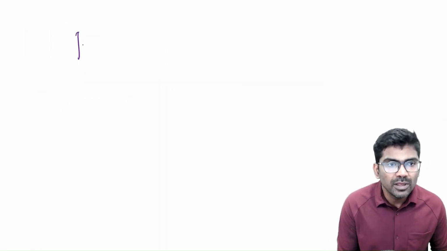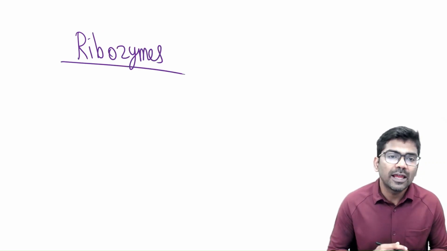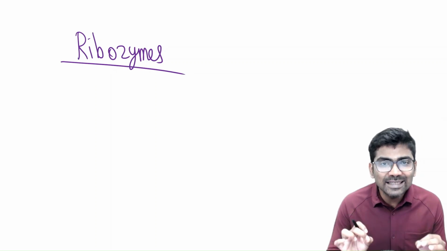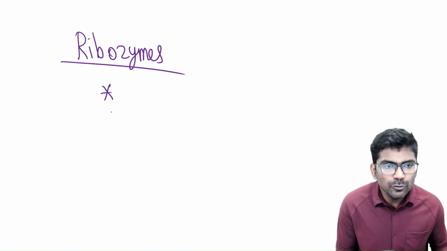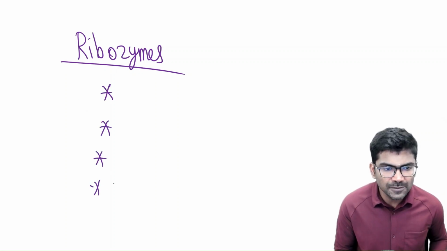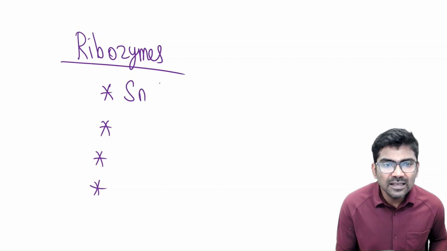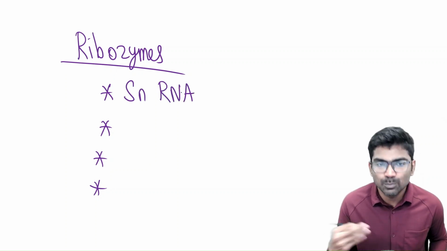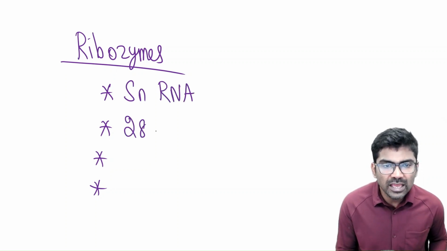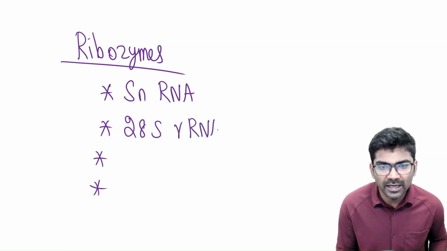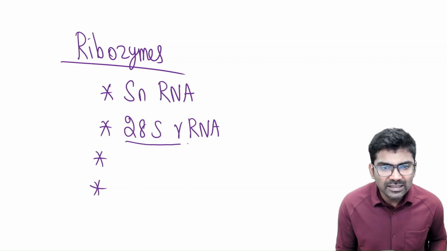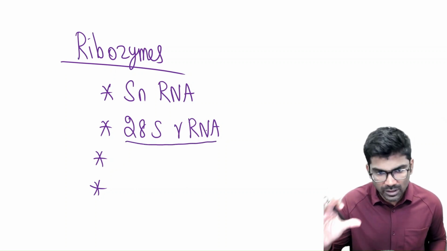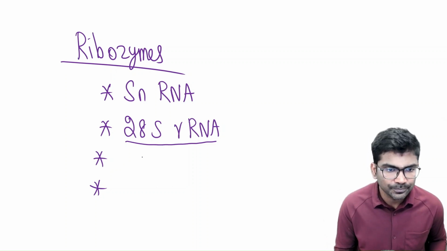Why? Because of ribozymes. Ribozymes are catalytic RNAs. These are non-protein enzymes. Can you name a few ribozymes? snRNA, which is involved in splicing. 28S ribosomal RNA, which has peptidyl transferase activity. 28S rRNA is a component of ribosome in eukaryotes.